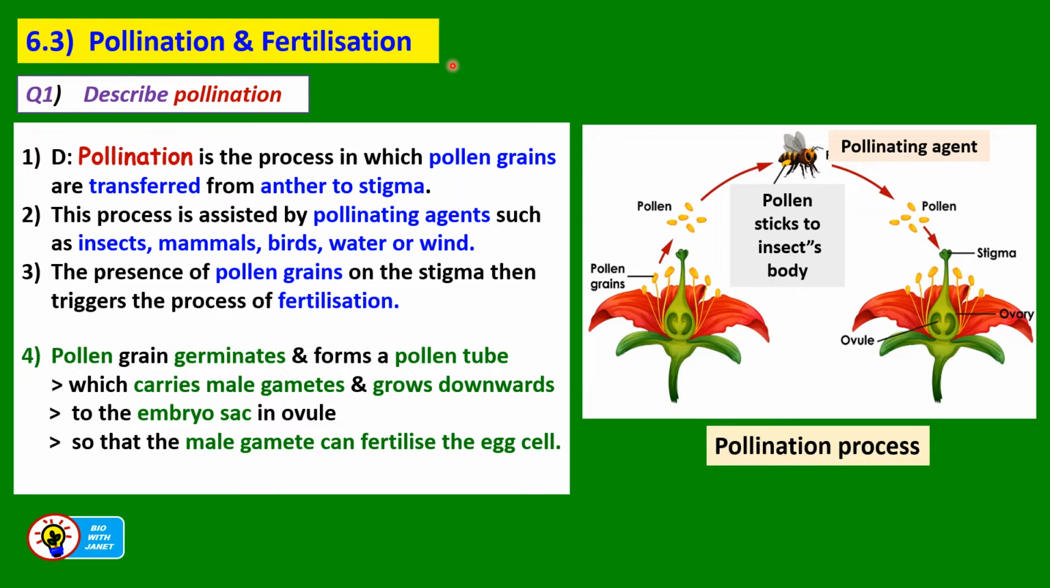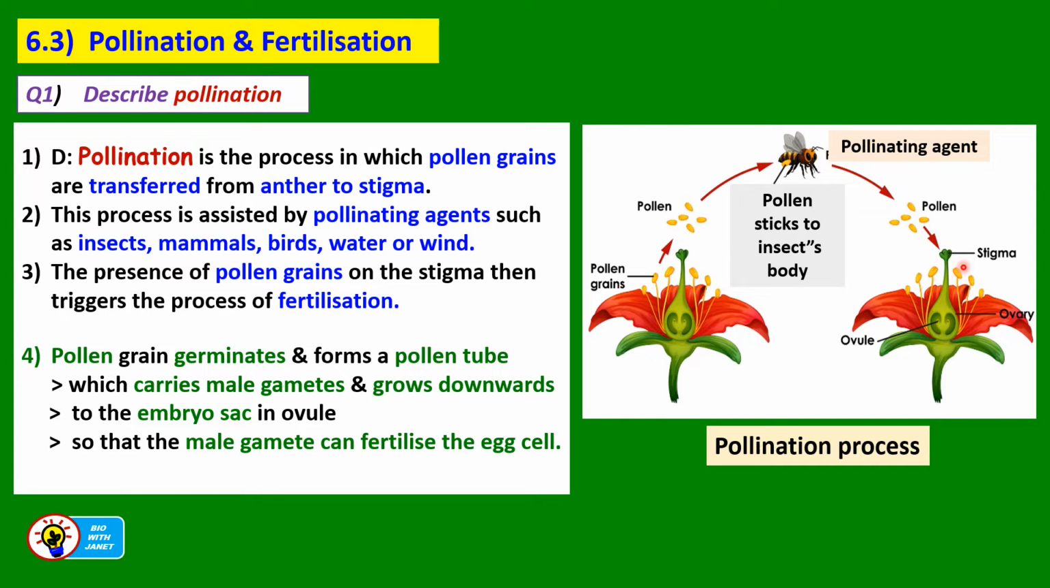Six point three, pollination and fertilization. First question, describe pollination. So pollination is the process in which pollen grains are transferred from the anther, which is the male reproductive structure of the flower, to the stigma, which is the female reproductive structure.